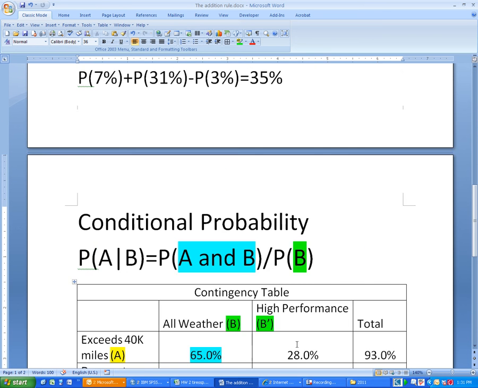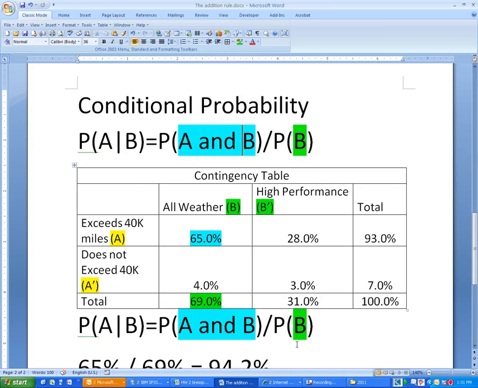That's the addition rule and the formula for conditional probability. It's simply a matter of specifying your A's and B's into these formulas and doing the math. That's it. Any questions, just ask.